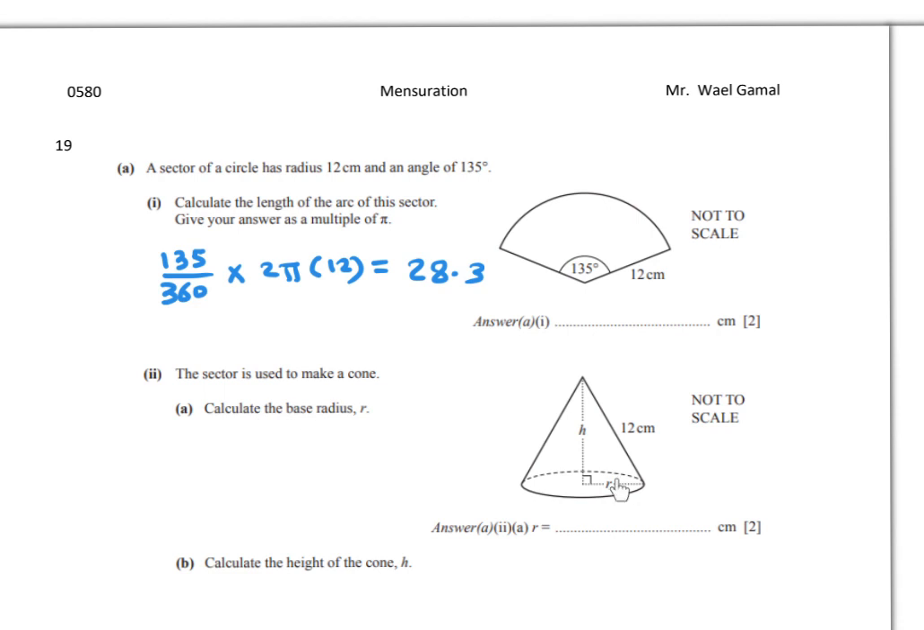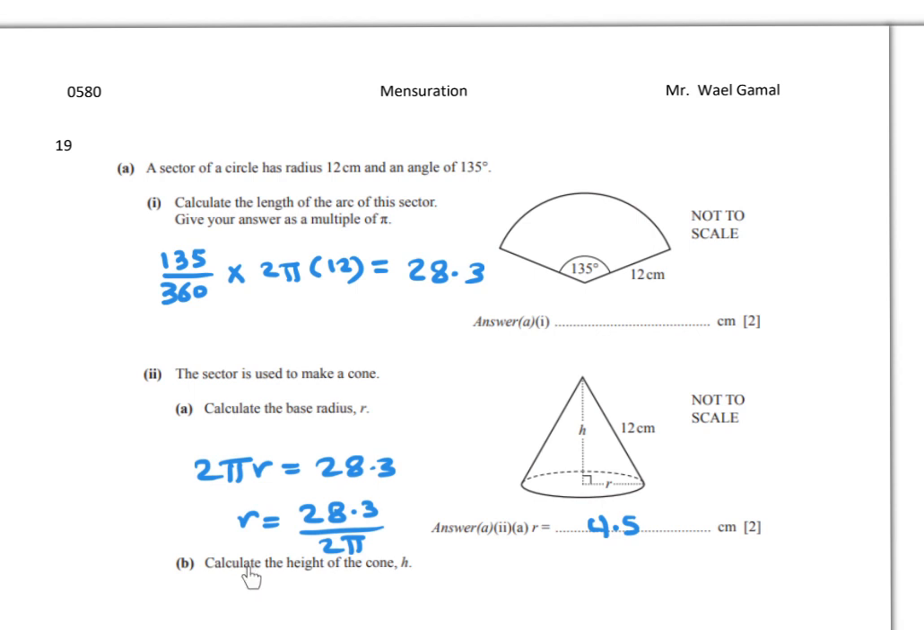So to find r, we use the sector to make a cone. So the length of the arc, 28.3, equals the circumference of the base of the cone, 2πr. So 2πr equals 28.3, and we can find r. 28.3 divided by 2π, so the answer is 4.50, so 4.5 centimeters.